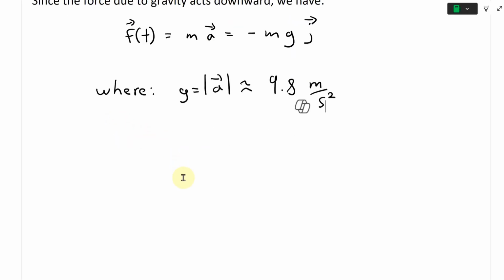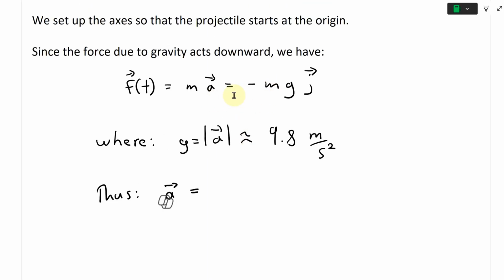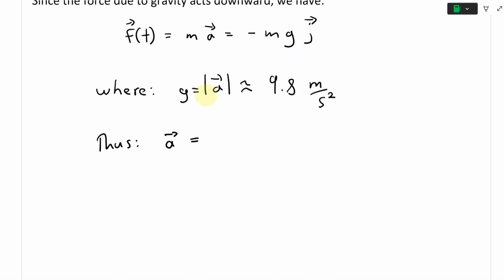Yeah, so that's basically how you think about it. If velocity is increasing by 9.8 meters per second every second, then after 2 seconds it's going to be double the speed, and so on. So thus the acceleration is just negative g. Just move that m out of there, cancel these, and we just get negative g. So acceleration is just equal to negative g j.